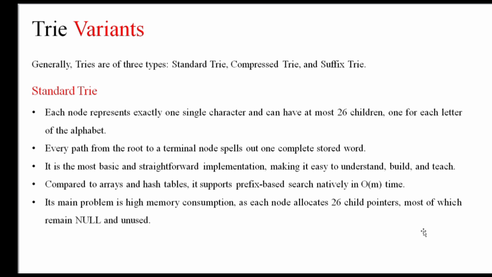I'm going to talk about trie variants. A trie is a tree structure used to store and search words very quickly. There are three main types of tries: the standard trie, the compressed trie, and the suffix trie. In this presentation, I will explain how these three types work.